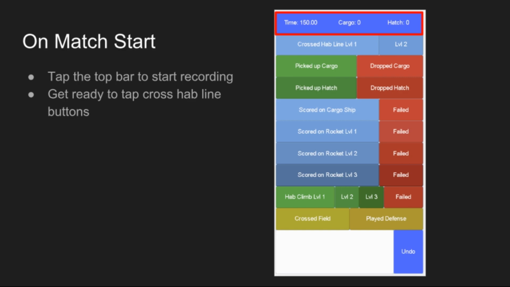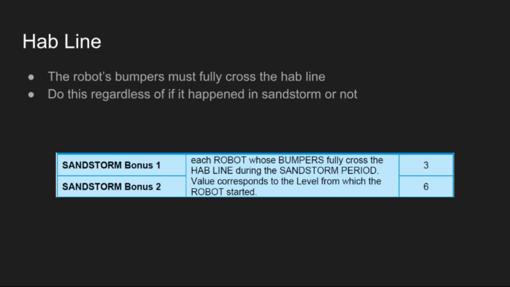So, as before, you're also going to get ready when the match starts to click on these two buttons to indicate when they actually cross the line, right? So the HAB line, also known as the Sandstorm Bonus, Sandstorm Bonus 1 and Sandstorm Bonus 2, is when the robot bumpers fully cross the line on the field. When the robot bumpers fully cross that place, then you get points for it. So if it's only partially crossed, you don't press that cross HAB line button. When it fully crosses over, as in the last bumper piece, then it's considered scored, right?